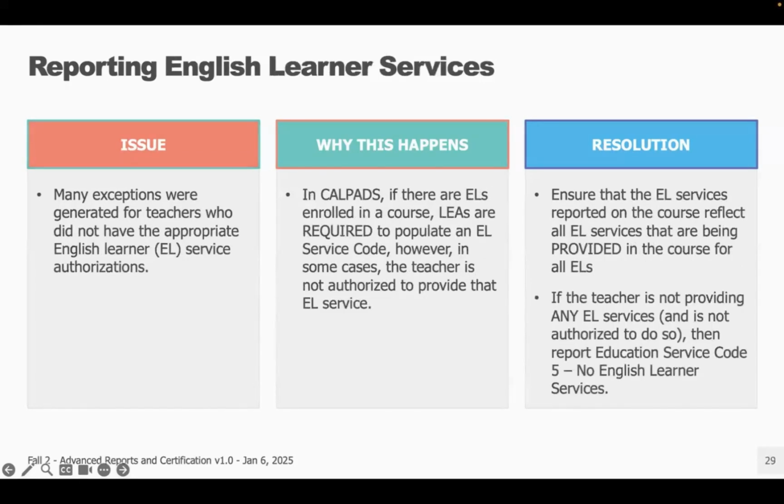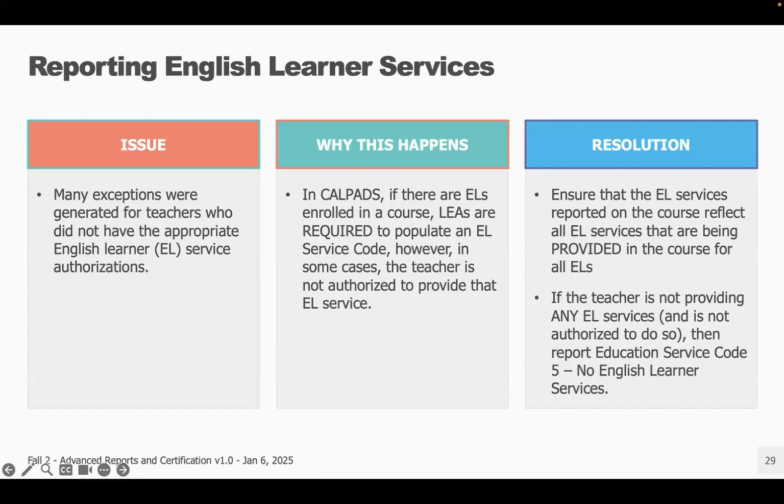Okay, so another area is the English learner services. Many exceptions were generated for teachers who did not have the appropriate English learner service authorizations. And basically what happened was in CalSAAS, if there are ELS students enrolled in a course section, LEAs are required to populate an ELS service code. However, in some cases, the teacher is not authorized to provide that ELS service, and that causes that exception. So you want to make sure that the ELS services that you report on the course reflect all ELS services that are being provided in the course for all of your English learners.